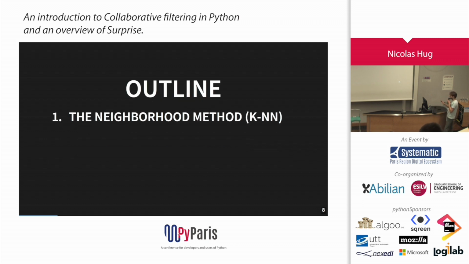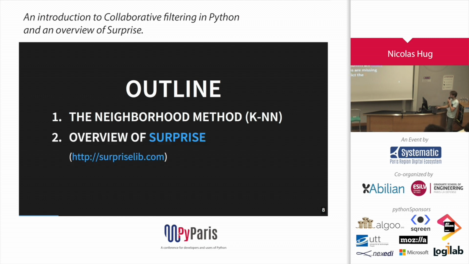So finally, the outline. I'm first going to present the neighborhood approach that I quickly described. This is a very, very simple algorithm that helps answer this rating prediction problem. It will help us fill in the gaps in this matrix. Next, I will describe Surprise, which is the library that I made. There's a website, you can Google it.